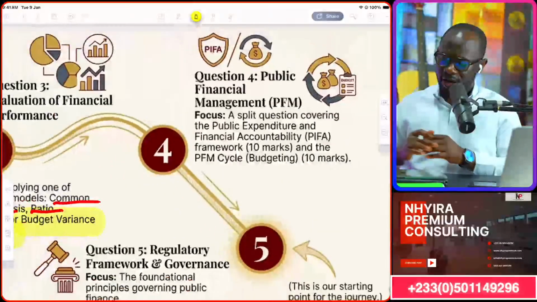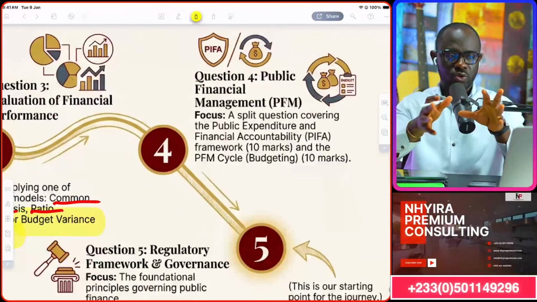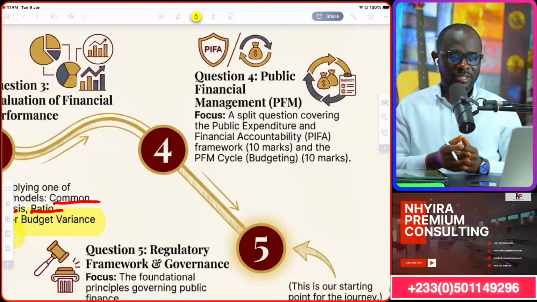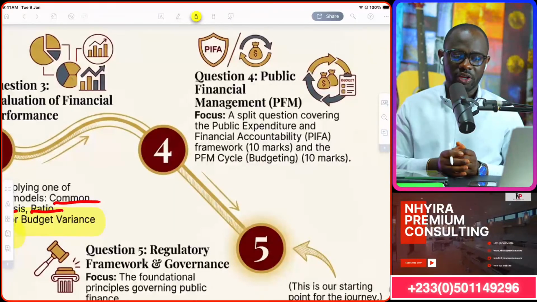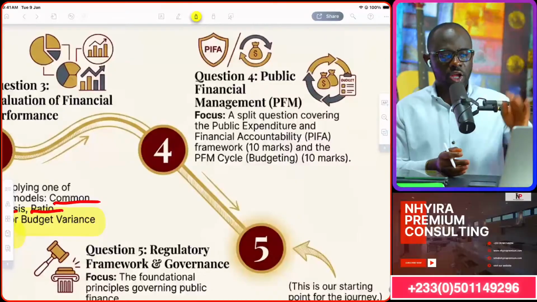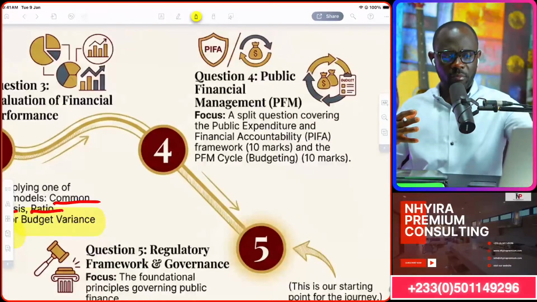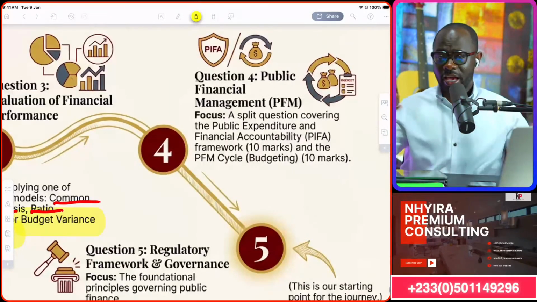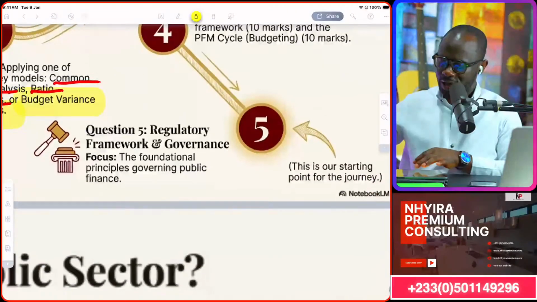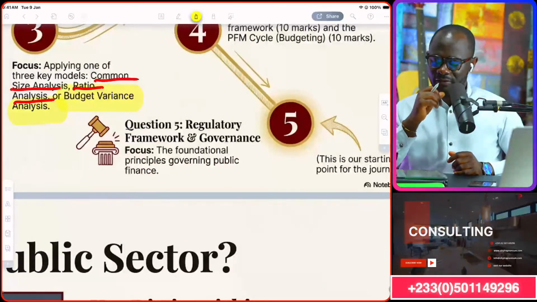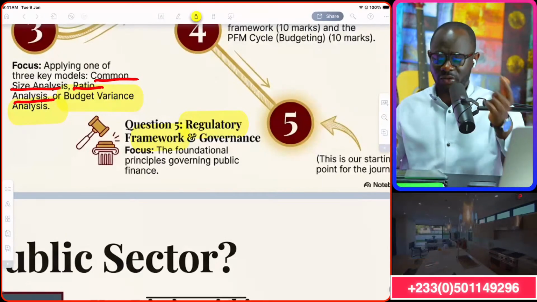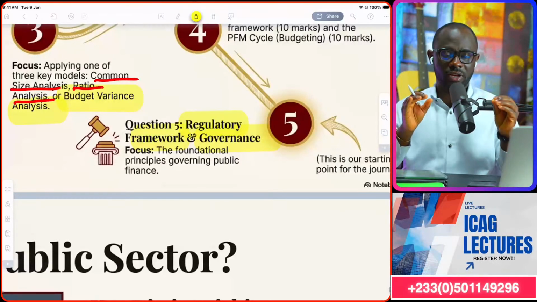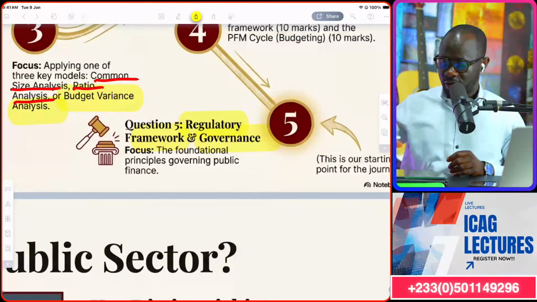Then you come to question 4. This is going to be public financial management. Here it is divided into 2. Budgeting will be 10 marks, and then PFA will also be another 10 marks area that the examiner is going to be asking you in the exam hall that you have to be mindful of. So for 20 marks, 10 marks will be on the PFM, that is the public financial management cycle, and budgeting 10. Then we come to question number 5. Question number 5 is the regulatory framework, the B aspect of your syllabus, and then the governance, the E aspect of your syllabus. That is also 20 marks, 10 from the governance area, 10 from the regulatory framework area.